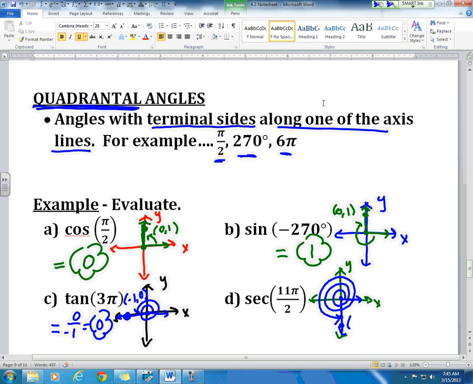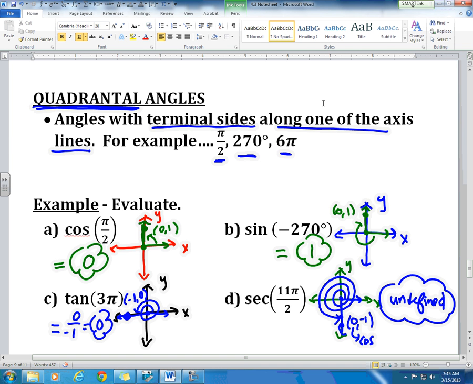Pick a point. This point is the point (0, -1), if we're doing this according to the unit circle idea. The secant is the reciprocal of cosine. So the cosine is equal to 0. If we flip 0, we've learned that we get undefined. So the secant of 11 pi over 2 is undefined.